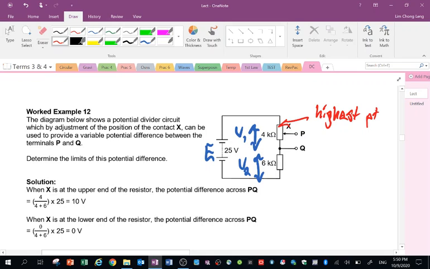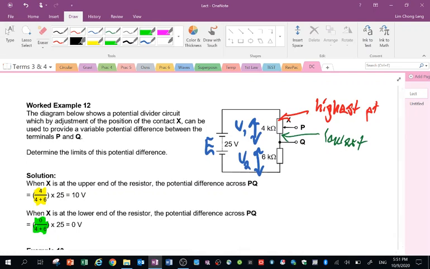If I use the potential divider formula, I will have this fraction multiplied by the PD, which is 25, because PQ has a resistance of 4 kilo ohm. But if I bring this all the way down here, this is the lowest point. PQ will have zero resistance because P and Q are the same point. So 0 divided by the total times 25, I get 0.